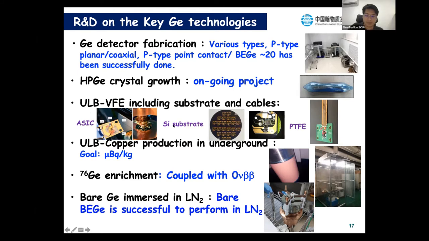And you may see in the previous one, the silicon substrate also is the second dominant for the background, and the PTFE for the electronics. We also started the electroformed copper production at the underground site, and the goal is trying to reach this contamination level. And this one is coupled with our neutrinoless double beta decay program, which I will not pay attention to on this part. And we also succeeded in performing the bare germanium immersed in liquid nitrogen.